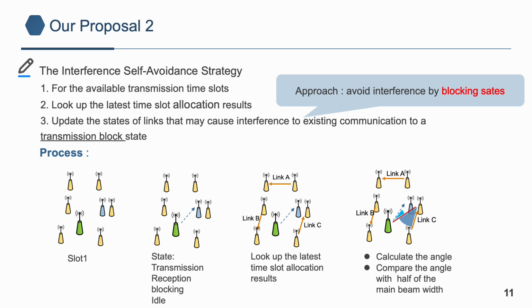If the angle is too small, indicating that the link between the green and blue nodes could potentially interfere with the reception node of link C, the green node updates the status of slot 1 to transmission blocking. In this way, we can avoid the interference that may arise between different links.